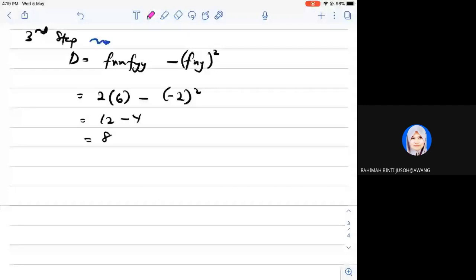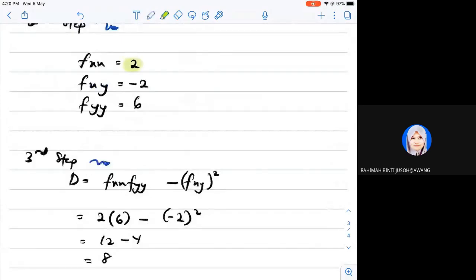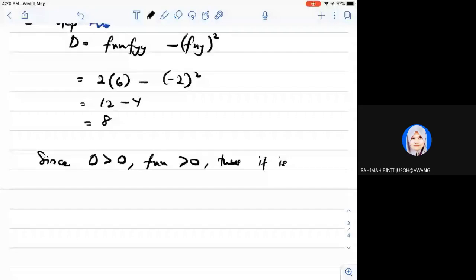Okay. Since, is it greater than 0 or less than 0 ni? Greater than 0 kan? Yes, okay, greater than 0. Since dia greater than 0, what should we do? Kena refer apa? fxx. Yes, fxx. So you kena tengok balik fxx kita tadi. Fxx equals to 2, also positive. Okay, so greater than 0, thus, what's the conclusion? It is relative maximum or minimum? Minimum. Minimum, yes, very good. Relative minimum. Okay, that's it. That's the answer.